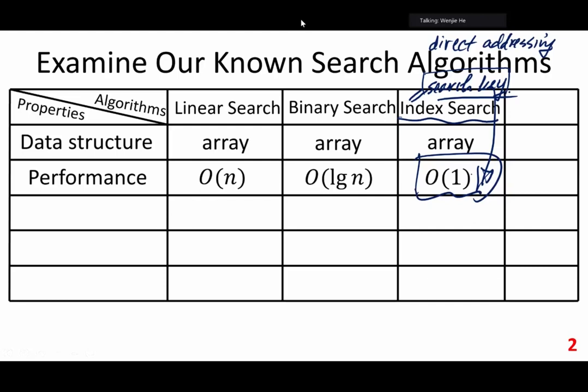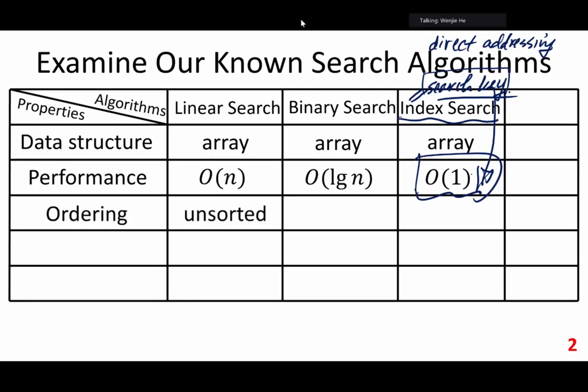Extremely fast. But it has a big problem. That's why nobody uses this method in the real world. It's useless, because its drawback is huge. Too big. It's hard to overcome the drawback in this index search. All right.